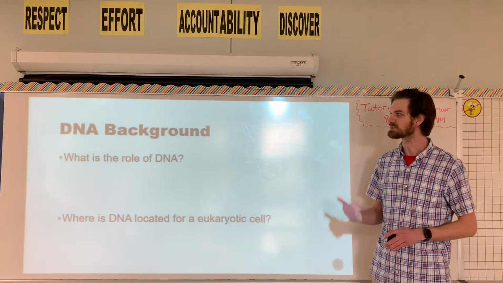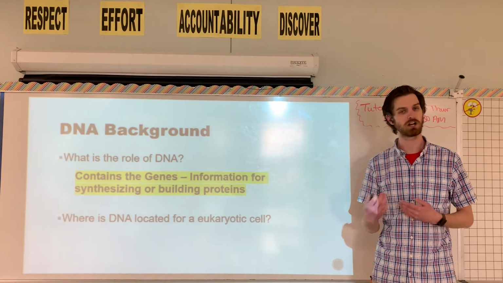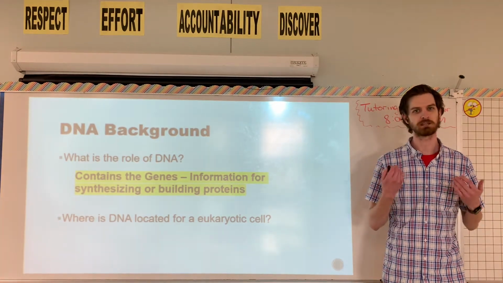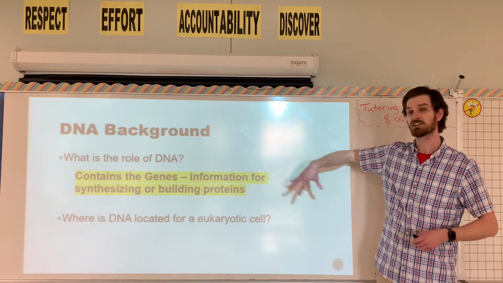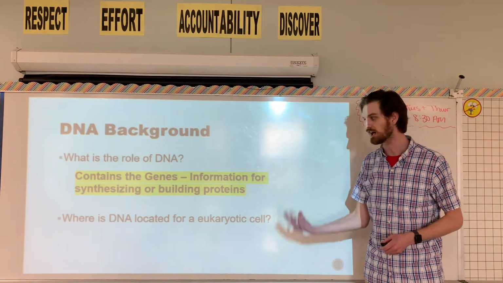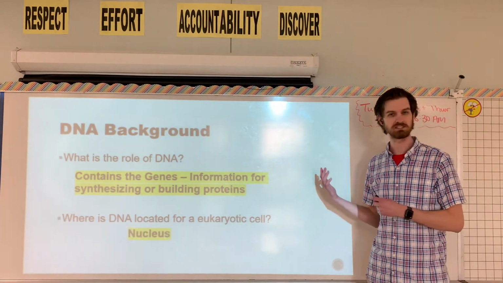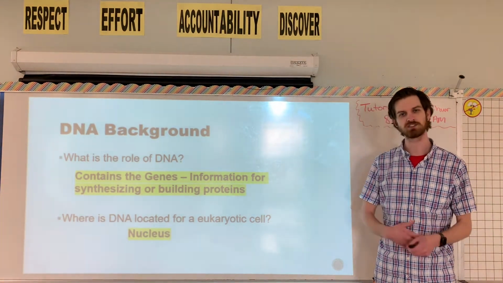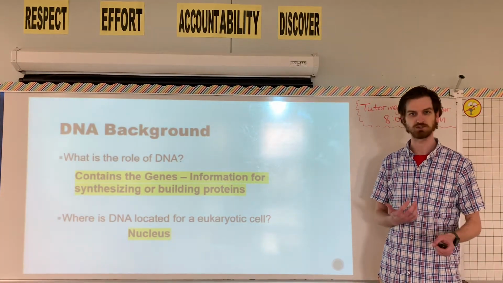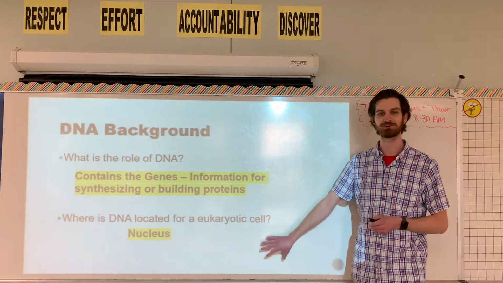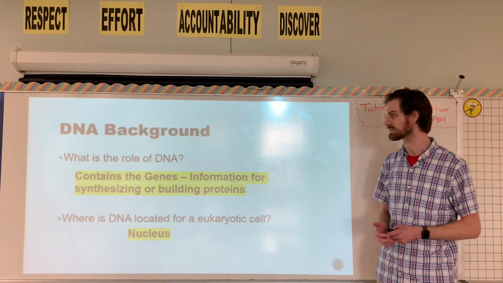So remember, DNA, for its background, contains genes, and on those genes is information on how to make proteins. So DNA is all about information, not only about us, but the proteins that make us. And where can we find DNA inside of the eukaryotic cell? It's always inside the nucleus. In prokaryotic cells, it'll be free floating in the cytoplasm. That's a difference between prokaryotic and eukaryotic cells: the location of the DNA. And in eukaryotic cells, that'll be located in the nucleus.